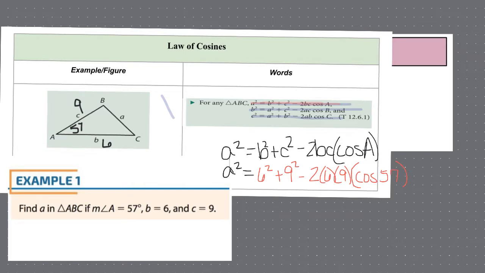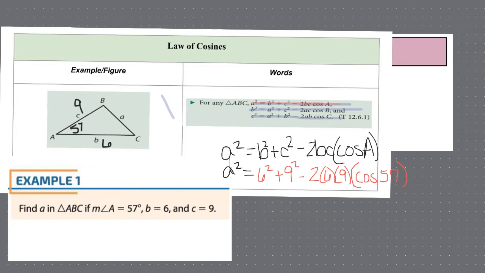Now here's where your calculator becomes your best friend. Hopefully you can put this in. Be very careful. Remember, your calculator doesn't understand what you mean all the time, so make sure you are very accurate in how you type it in. So I've got 6 squared plus 9 squared minus 2 times 6 times 9 times the cosine of 57.